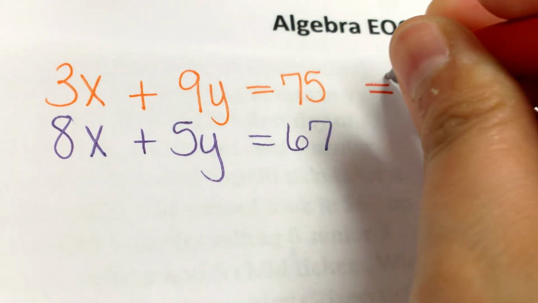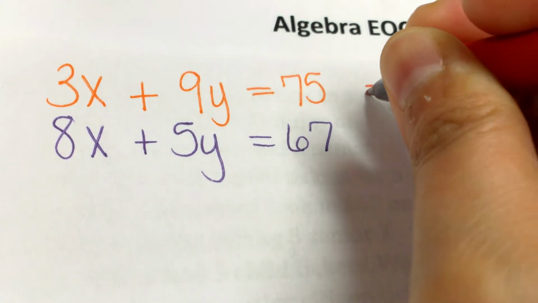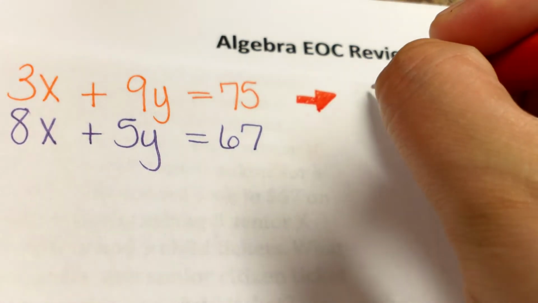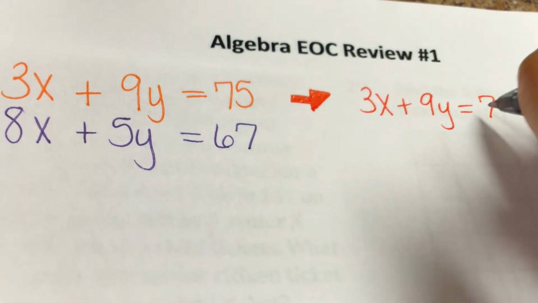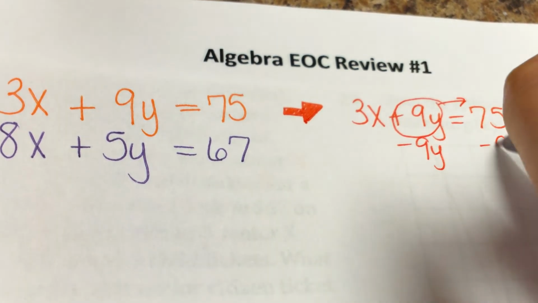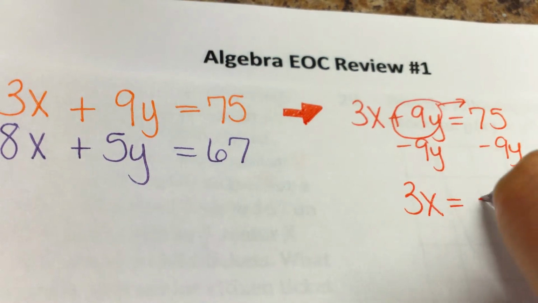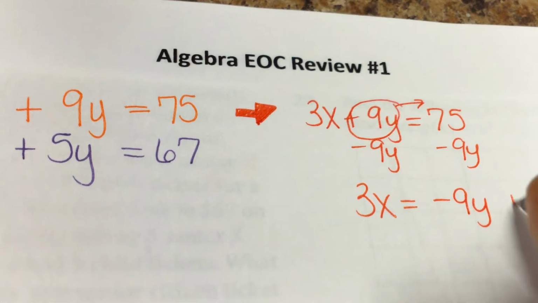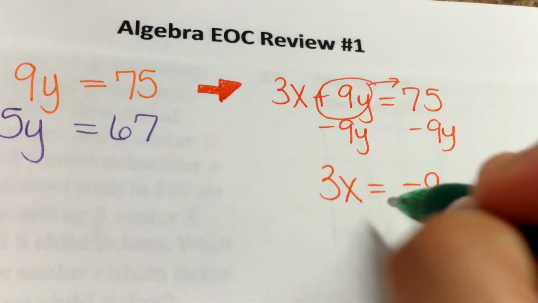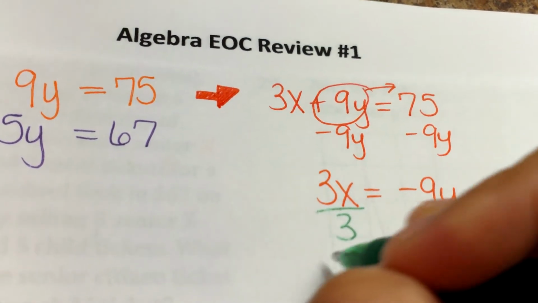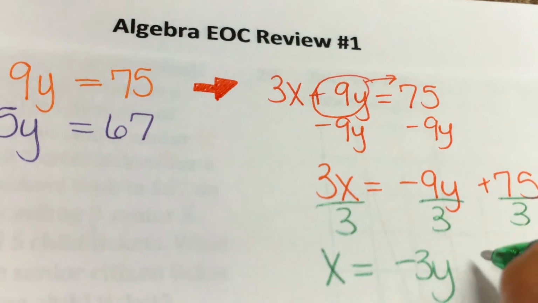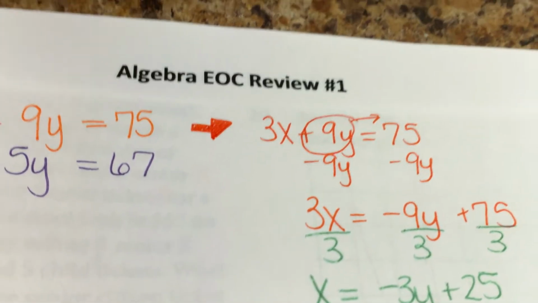So I'm going to rewrite it. I'm going to put my little arrows so that you know I'm rewriting it. We want to solve for x, so we're going to subtract the 9y, move it over to the other side. So I have 3x equals negative 9y plus 75. We are going to divide by 3 because we want x by itself. So I have x equals negative 9 divided by 3 is negative 3y, and 75 divided by 3 is 25. So my first equation was rewritten to that.